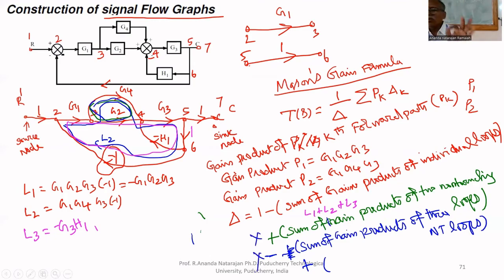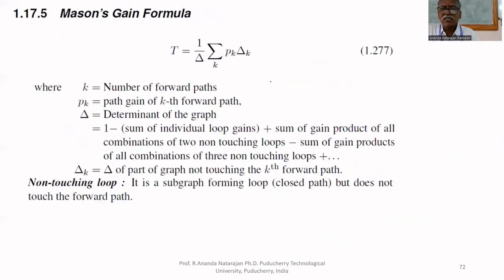The formula: delta equals 1 minus the sum of gain products of individual loops. Now I think you got the meaning of individual loops. All loops must be taken the first time. The second time, you consider a group of two loops only if they are not touching each other. Let me give you an example of non-touching loops, with one forward path.